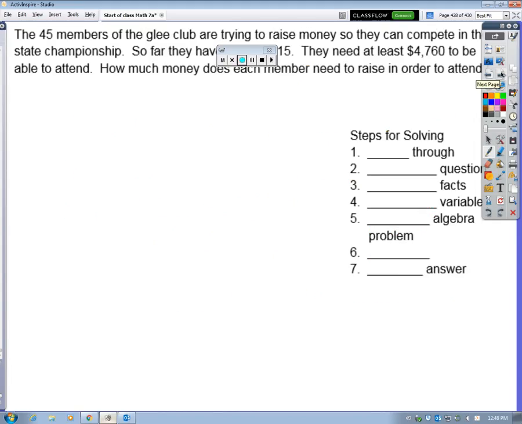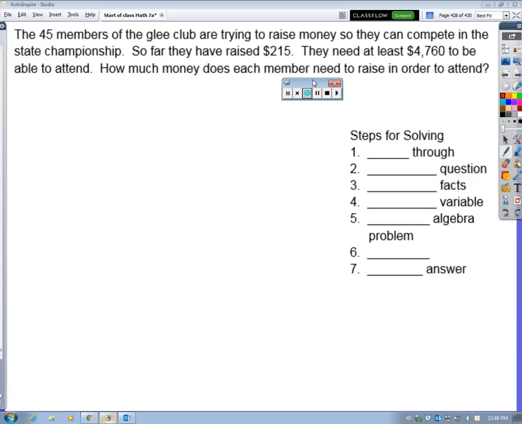Now that we got that one out of the way, let's check out a few more and we'll see if they get a little bit easier picking this out for us, okay? Step number 1 on this problem, we're going to read through and get a picture in our mind of what is happening. The 45 members of the Glee Club are trying to raise money so they can compete in the state competition. Okay, so get that picture in your mind. So far they've raised $215. They need at least $4,760 to be able to attend. How much money does each member need to raise in order to attend?